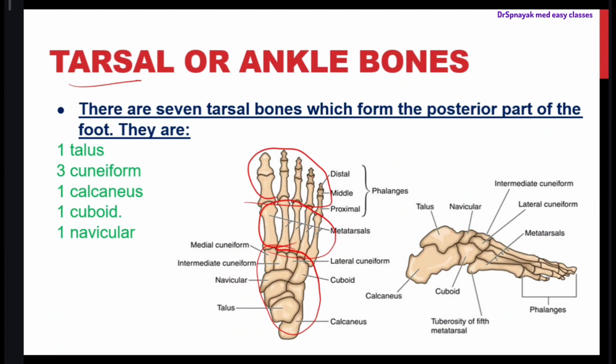Phalanges are common. We have 14 phalanges. We have 5 metacarpals, and here in the lower limb we have 7 tarsals. Remember this.